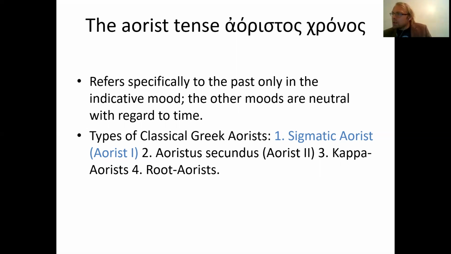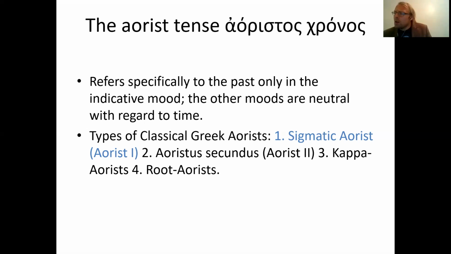The name aorist derives from the Greek aoristos, which means without limit or undefined. By the way, the Greeks also used the term chronos, which we are familiar with, as a grammatical term in the meaning of tense. It is only in the indicative mood that the aorist is used to express past happening or actions.